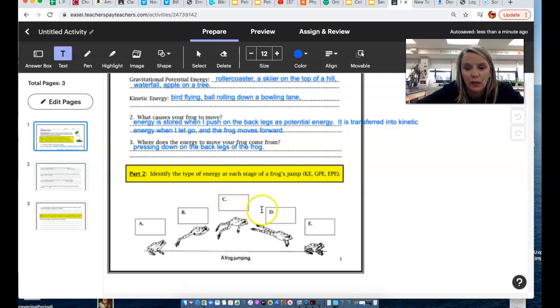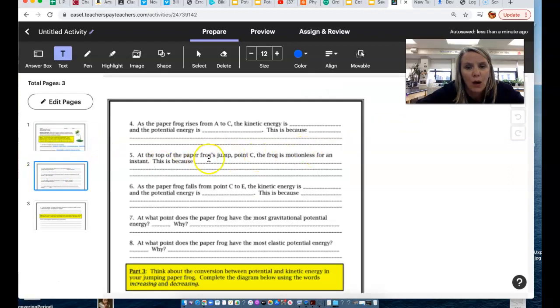And then what's bringing it back down to the ground? What's moving it from C to E? Okay, that's what we're really thinking about. How is energy transferred from one type to another? We've got a lot of pent-up energy here, goes up into the air, stops for a second, and goes back down. Think about why you think that frog is motionless at the very top.